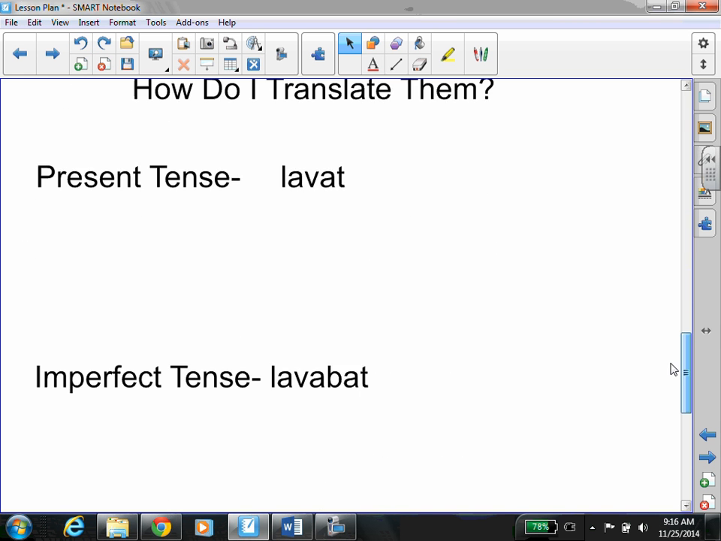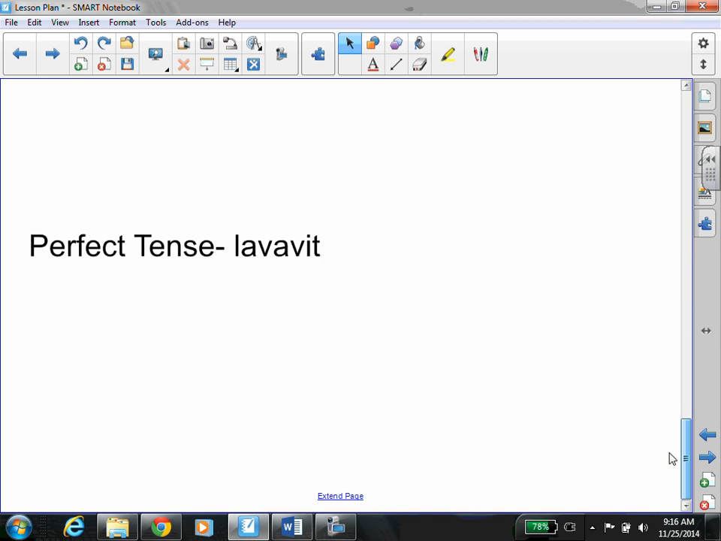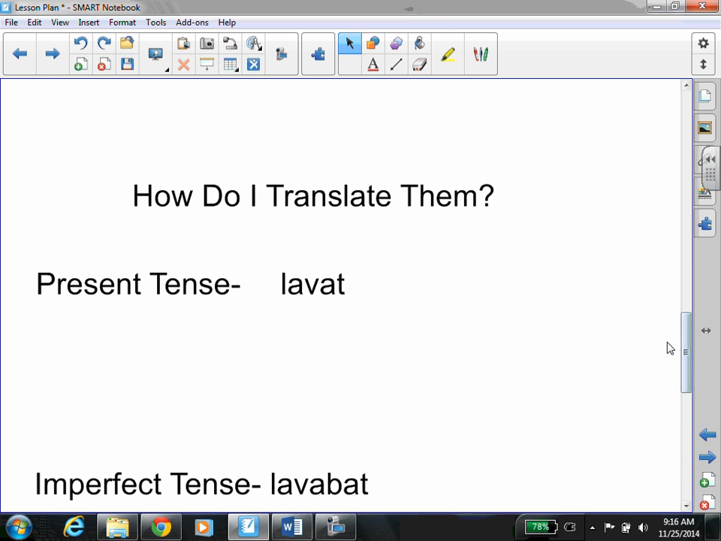Next is, how do I translate them? Now, I'm only going to do third person singular of lavat. You will apply it to the rest of them because I'm going to give you a basic rule for each one. So I have lavat. How do I translate the present tense? Well, I have he washes.